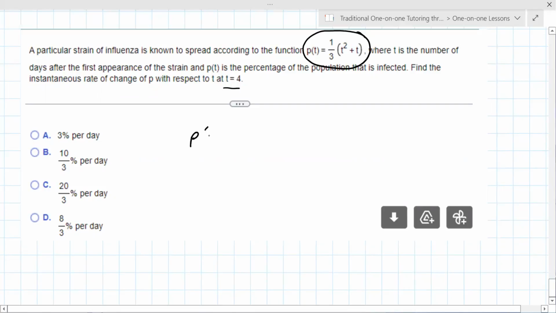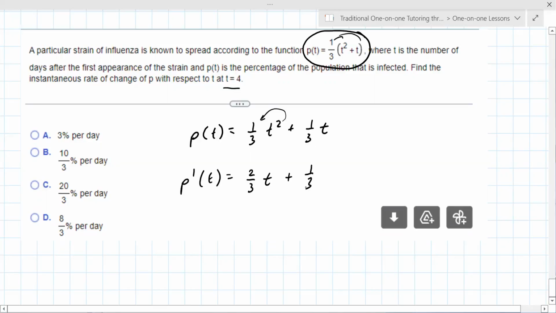So I'm going to just do a little bit here to simplify. I'm going to multiply in the 1/3 to both. So it's 1/3 T squared plus 1/3 T. And then we're going to take a derivative. So the derivative is that power rule. You're going to take that 2 and multiply it by the 1/3. So that's 2/3 T. 2 minus 1 is 1, plus the derivative of a number times a variable is just the variable.